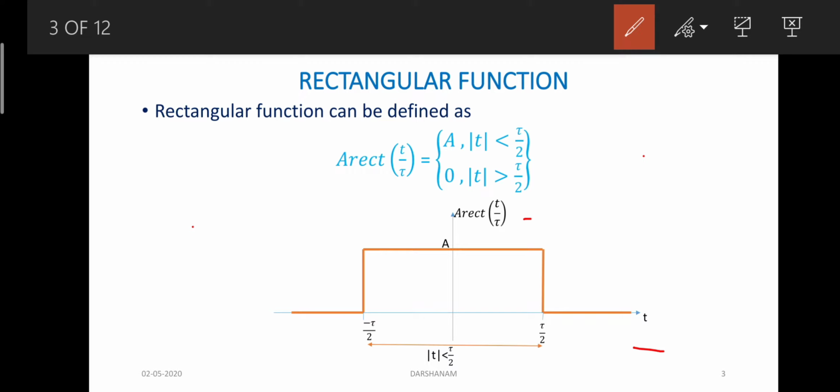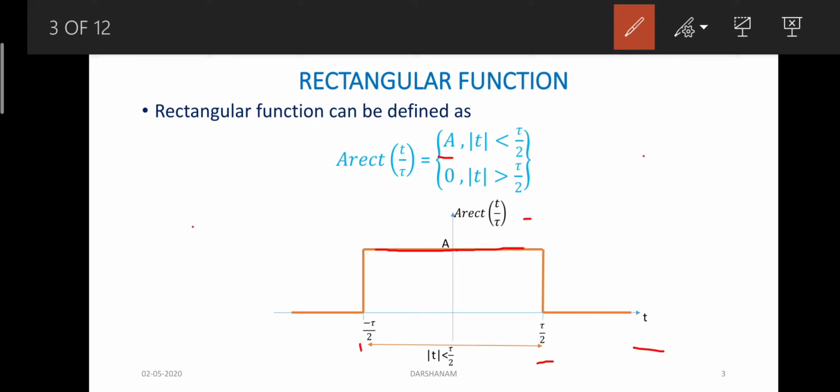So we can draw the waveform like this: here let it be tau/2 and on the left-hand side minus tau/2. The area between minus tau/2 and tau/2 represents |t| less than tau/2. From the definition, it is clear that between minus tau/2 and tau/2, the magnitude of the signal is A. Let here be the A. The waveform will have a magnitude of A between these two values.